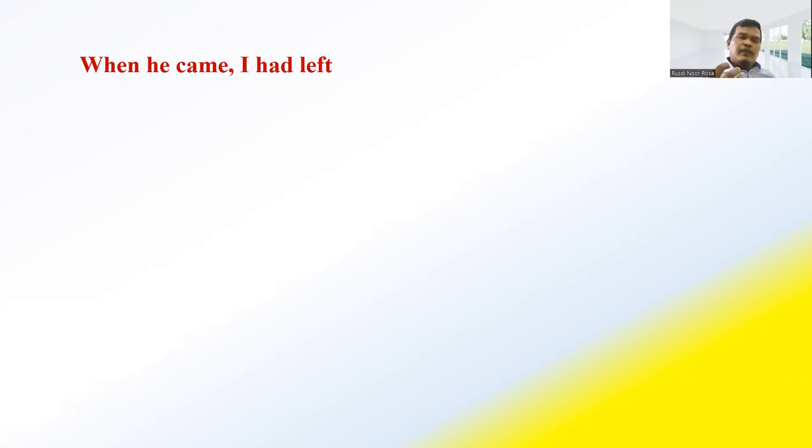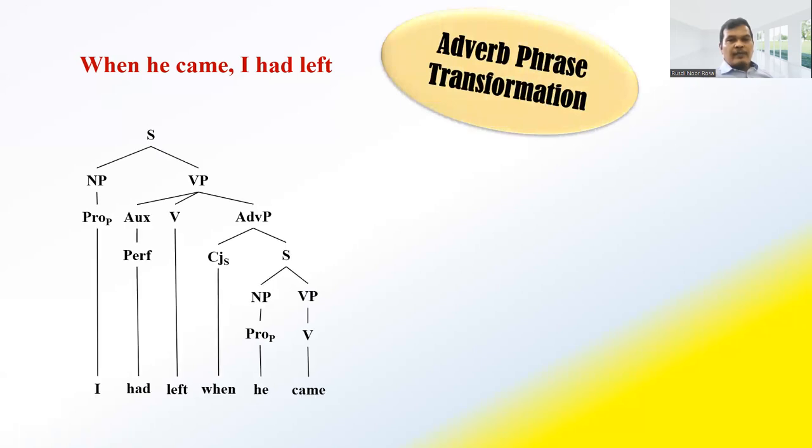Because based on our deep structure, the conjunction should come after the main sentence, or rather the main clause should come first. But here you see that the subordinate clause, when he came, precedes the main clause, I had left. Therefore, in a deep structure, we must have the structure like this: I had left when he came. I had left when he came.